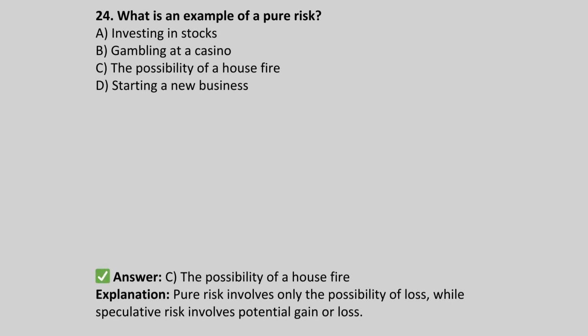What is an example of a pure risk? A. Investing in stocks. B. Gambling at a casino. C. The possibility of a house fire. D. Starting a new business. Answer: C. The possibility of a house fire. Explanation: Pure risk involves only the possibility of loss, while speculative risk involves potential gain or loss.